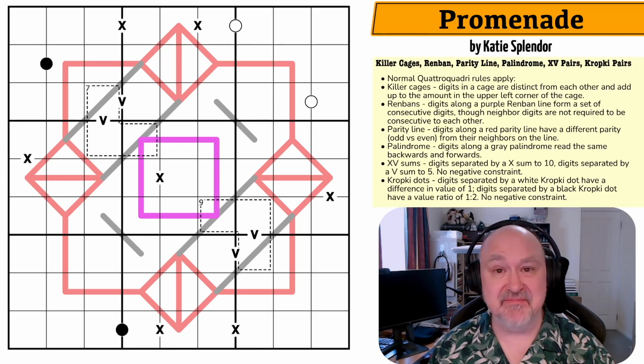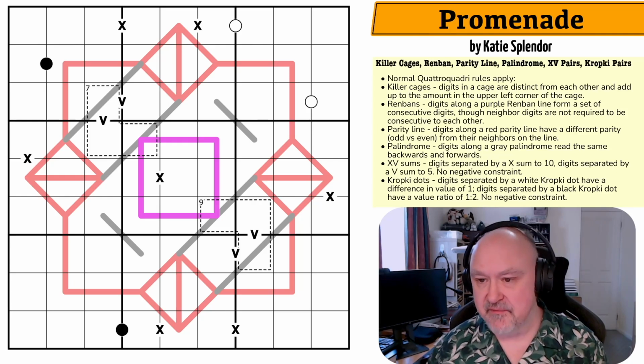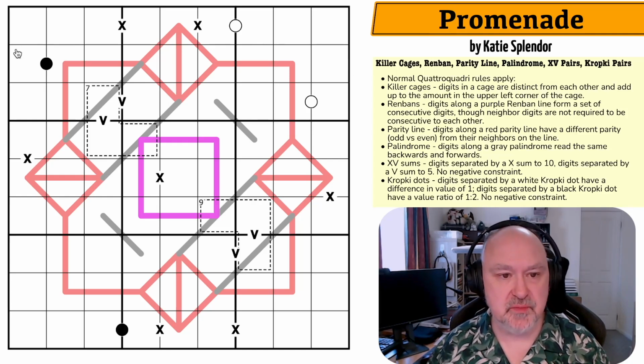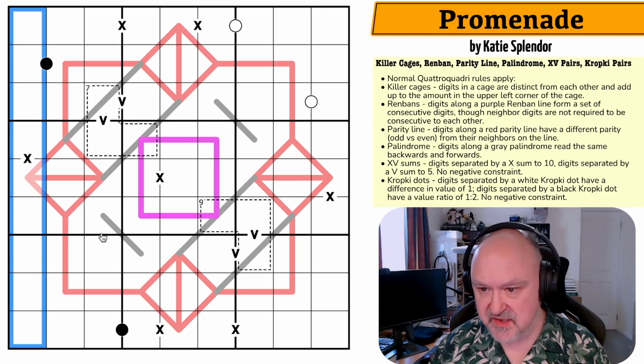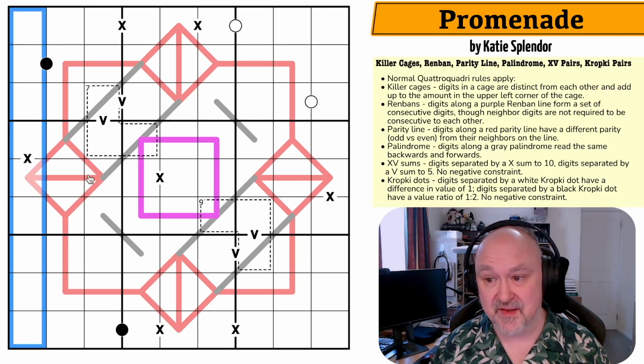So let's have a look. So what do we have? We have normal Sudoku rules apply. So in every box, in every row, and in every column, the digits 1 to 9 must be placed without repetition. Killer cages. Digits in a cage are distinct from each other and add up to the amount in the upper left corner of the cage.